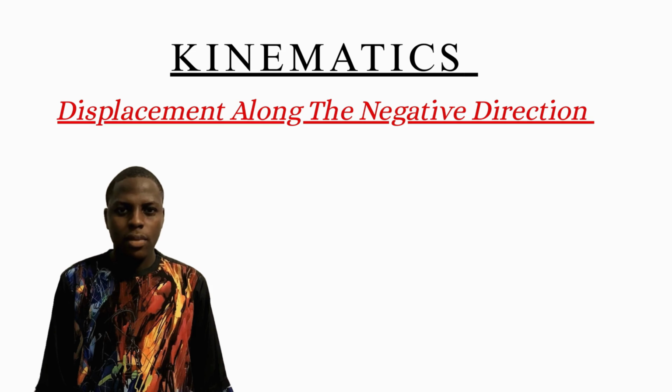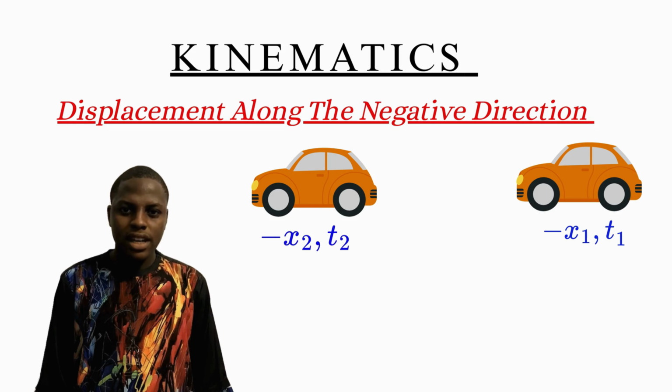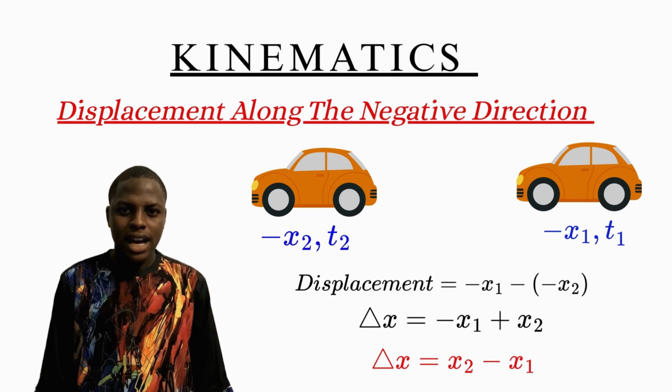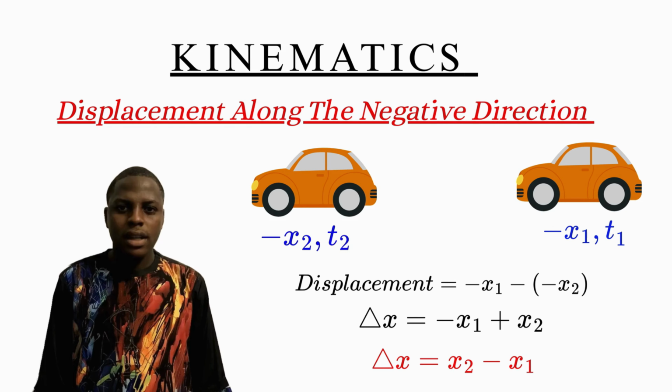Now, let's consider motion along the negative x-axis. If the car is moving in the negative direction, the positions x1 and x2 will carry negative signs. In that case, displacement becomes minus x1 minus bracket minus x2, which implies that displacement equals x2 minus x1. This clearly shows that displacement depends only on the initial and final positions, as well as the direction of motion, and not on the path taken.